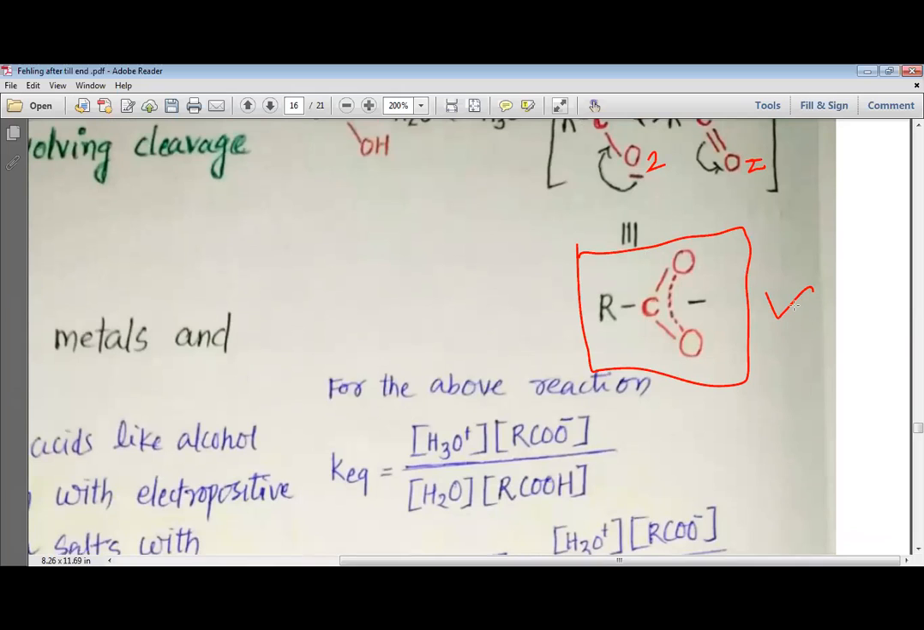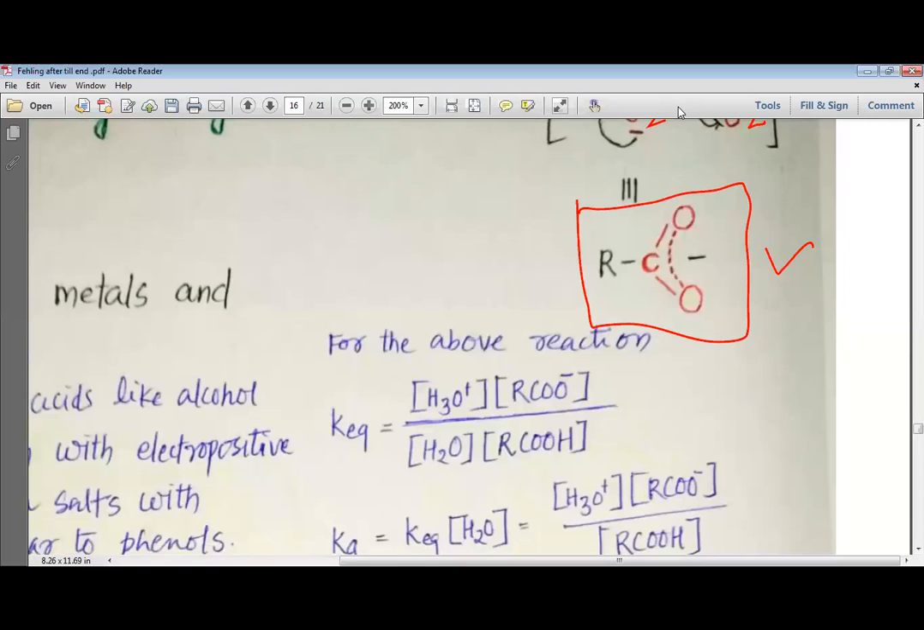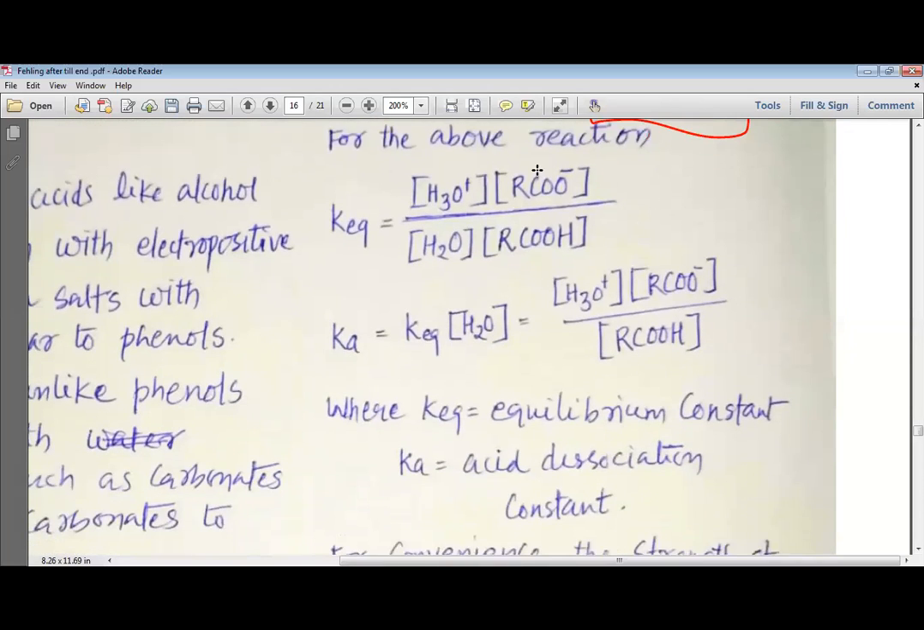So this carboxylate ion has got the resonance stability, and we can say that it is more stable, and as the carboxylate ion is more stable than carboxylic acid, it can easily donate H plus ion, and that is why it behaves like an acid. The same we can understand by using the knowledge of equilibrium.